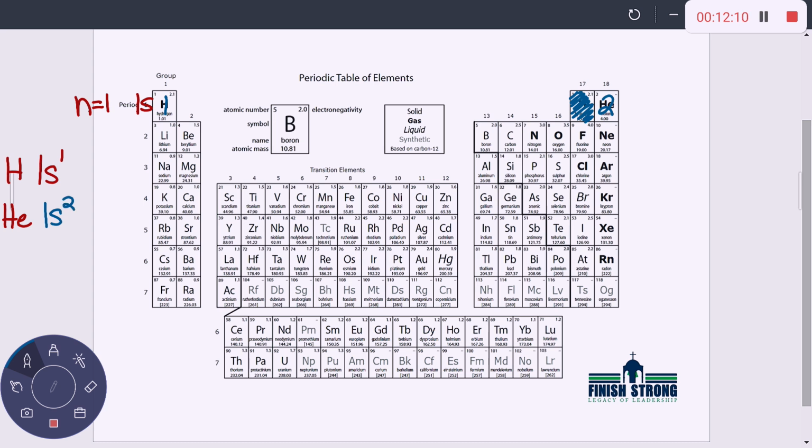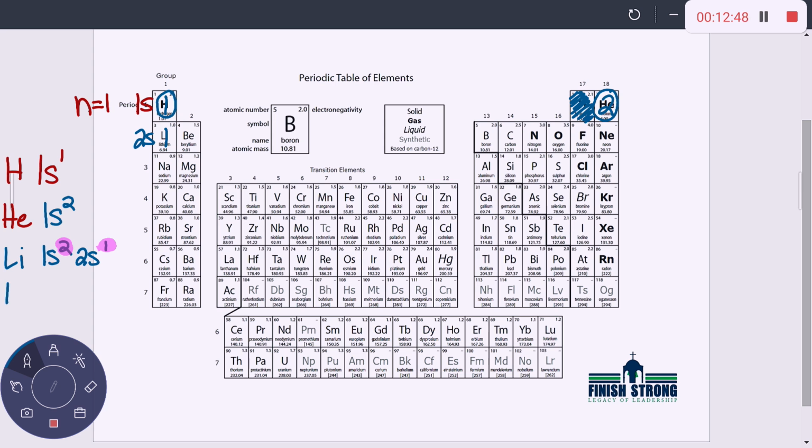Okay? Then for lithium. Lithium is down here in 2s, but lithium has a total of 3 electrons. The first 2 electrons have to be up here. We have to fill the 1s first before you can put the 3rd electron in 2s. So we would write 1s2 for the first 2 electrons, and then I have 1 electron in 2s. So after that, I would write 2s1.